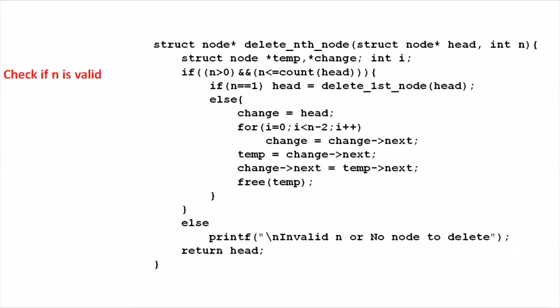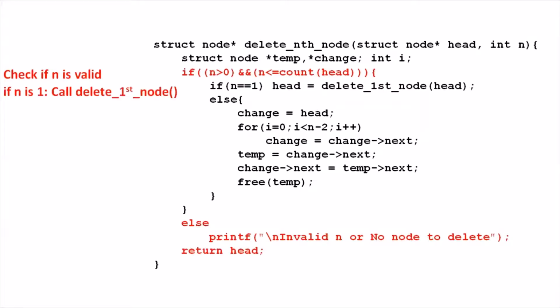In the first phase, as we said, we have to first check if n is valid or not. The lines marked in red check whether n is valid or not. If n is greater than 0 and n is less than or equal to count, we can say that the value of n is valid. In order to see the body of the function count, please check my video whose link is given in the top right corner of the screen.